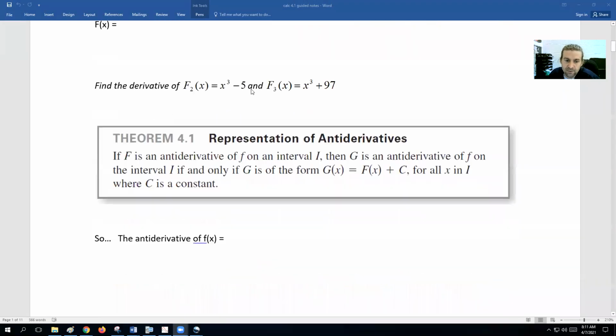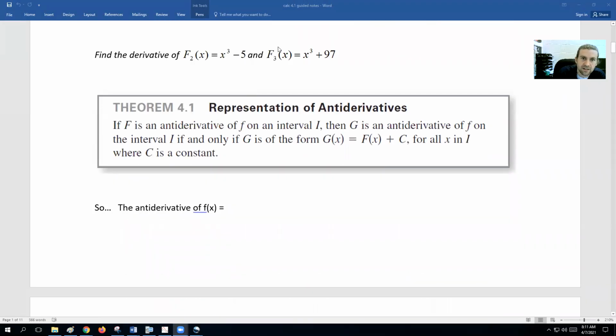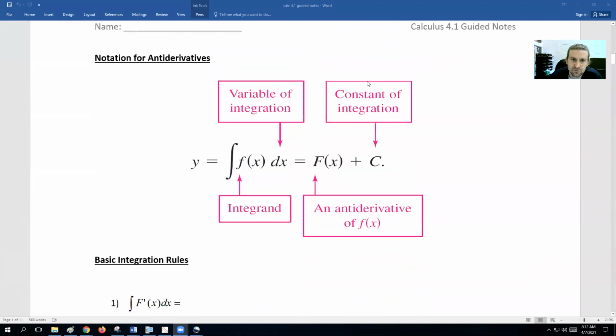So here's a big thing. Whenever we do these integrals, the integral of f of x is capital F of x plus c. You have to remember the plus c. I can't tell you how many college professors I had that just freaked out if you forgot the plus c.